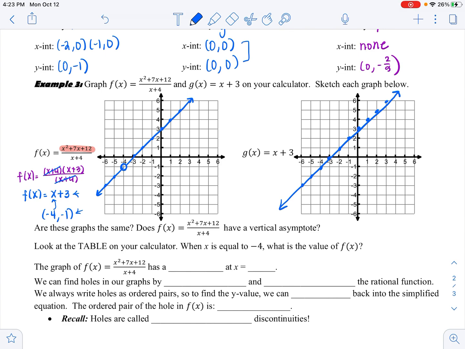All right, so are these graphs the same? No, they're not, because there's a hole in one of them. Does the first one have a vertical asymptote? Because at first glance, people will say, oh, there's a vertical asymptote. X can't be negative 4. No, it does not. All right. It has a hole.